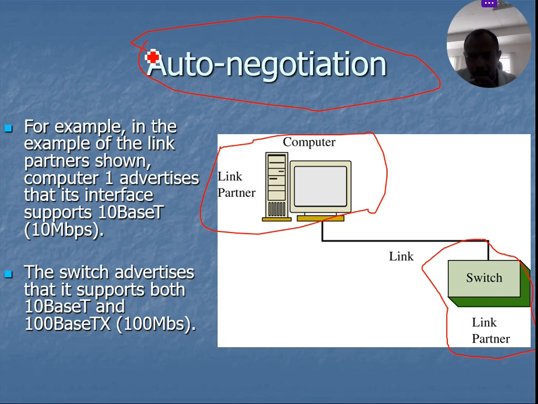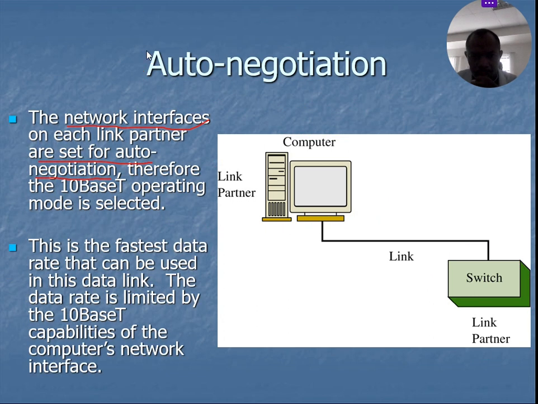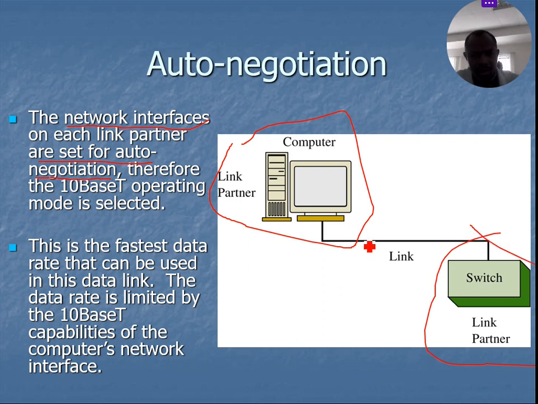Such a process is called auto negotiation. And still on auto negotiation, you can see the computer is a link partner. Each of the devices is a link partner, and this is also a link partner. So hence a link will be created.